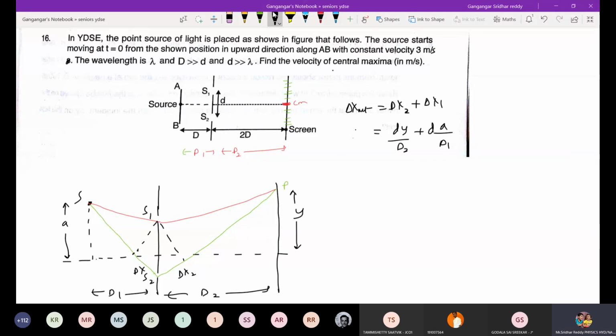We are searching for the position of maxima. Like in the previous class, directly I'm writing it. So let's do one thing. Let's get the expression for y: n lambda d2 by d1 minus a d2 by d1. It's asking to get the velocity of the central maxima. The central maxima also will get displaced, no? If you move the source up above the axis, where will the central maxima be? Below the axis or above the axis? Below the axis. So the central maxima will be located here.